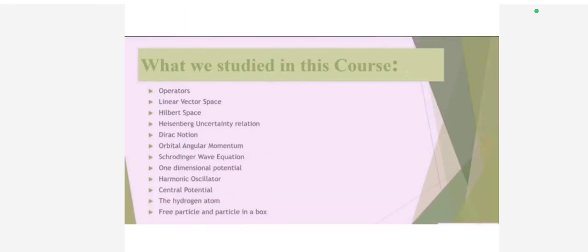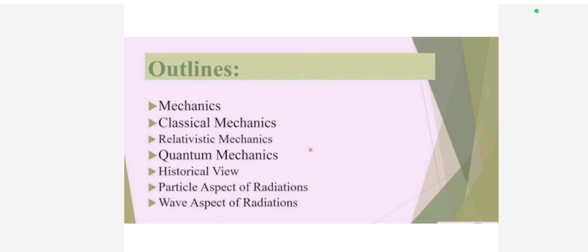Firstly, we study the state of the system, what a variable is and what a dynamic variable is, and the difference between linear vector space and Hilbert space. In this course we study operators, linear vector space, Hilbert space, Dirac notation, orbital angular momentum, the Schrödinger equation, one dimensional potentials, the hydrogen atom, and the free particle and particle in a box. We study these in our lectures. Here is the outline of the lecture.